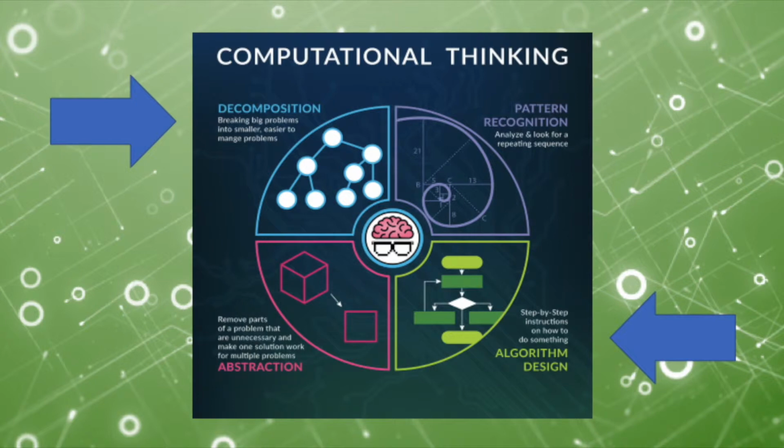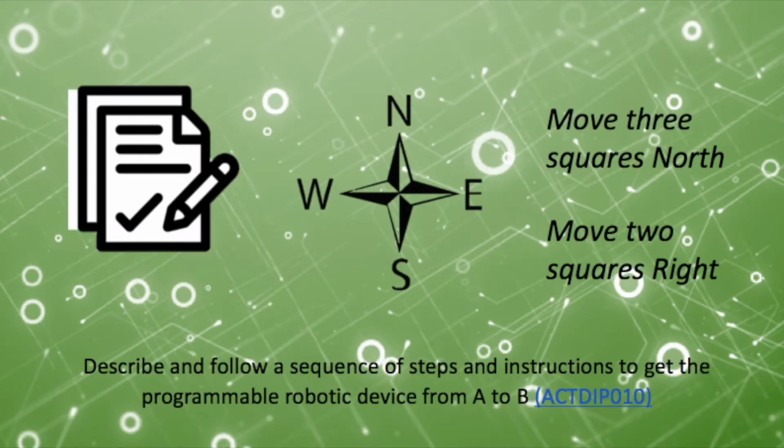Students will also use the algorithm design method to plan a list of step-by-step instructions to get the Spheroball from A to B. In coming up with solutions, students will collaborate together to plan a sequence of steps and instructions. Students will use keywords such as right, left, north, south, up, down. For example, move 3 squares north, move 2 squares right.